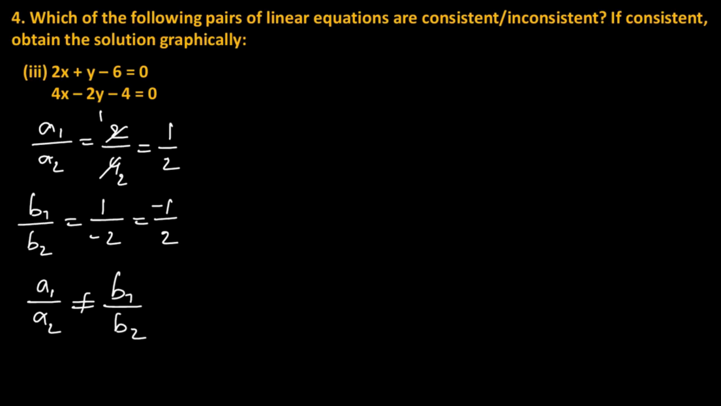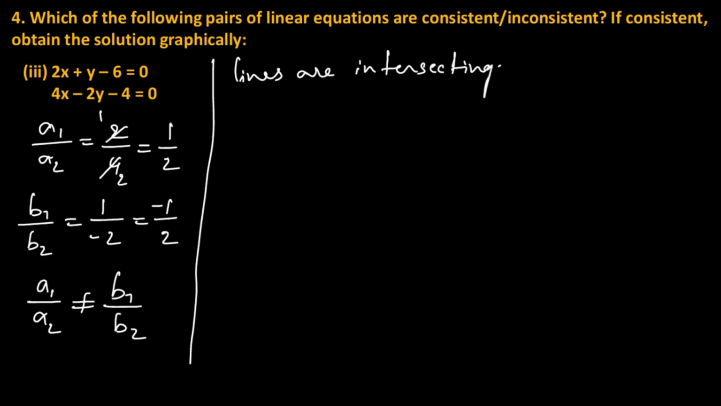If you look at this, the lines are intersecting. So if the lines are intersecting, definitely there is a solution. Only one solution. That's why these equations are consistent.